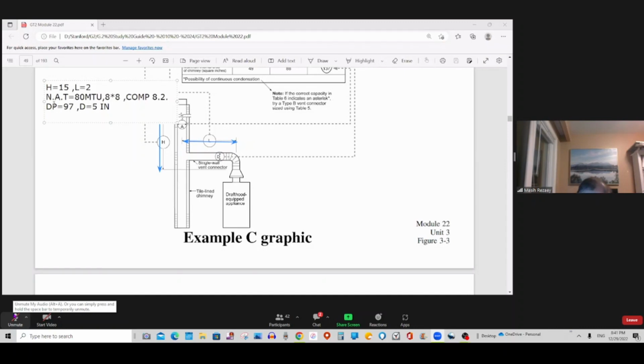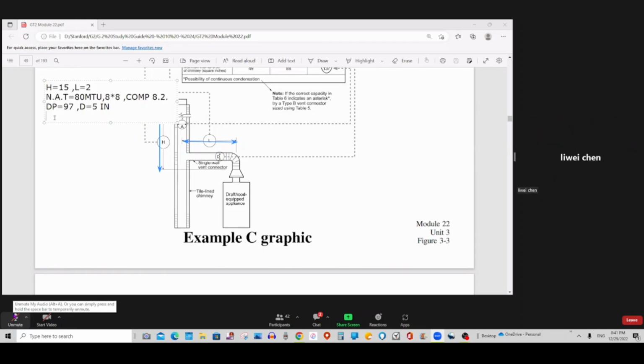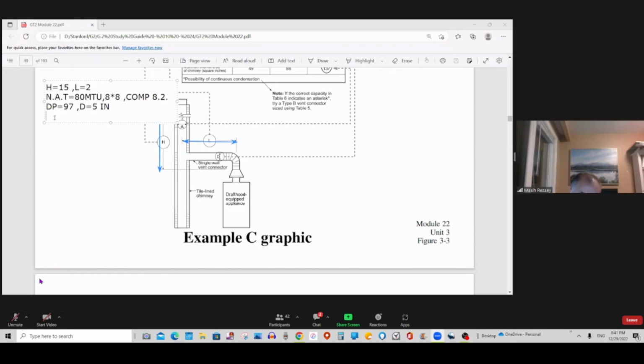And now go on the next page. Table C6, next page, 312. On the bottom of the next page, on 5, you go all the way down. You will see minimum internal area of chimney is 28, maximum 137. You see that? Yes, sir. 312. I will write it down here.